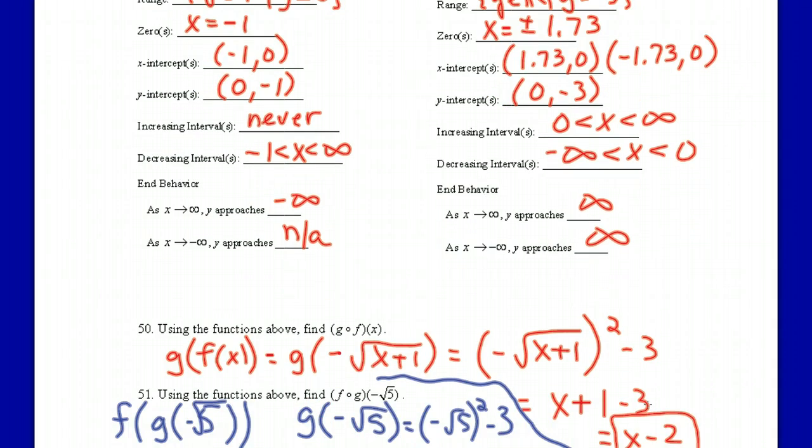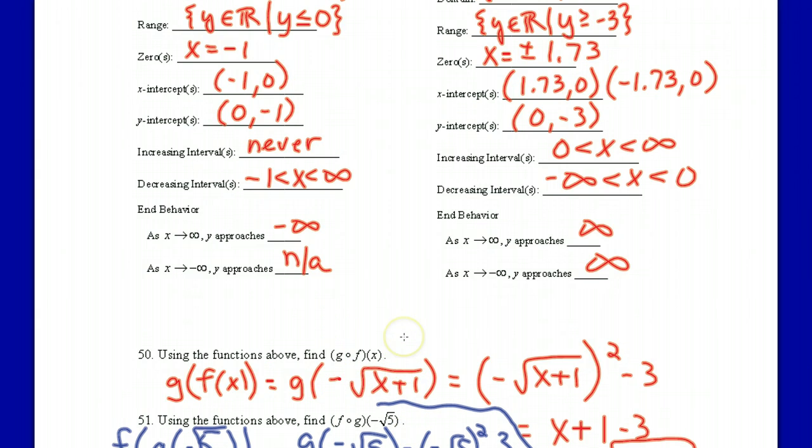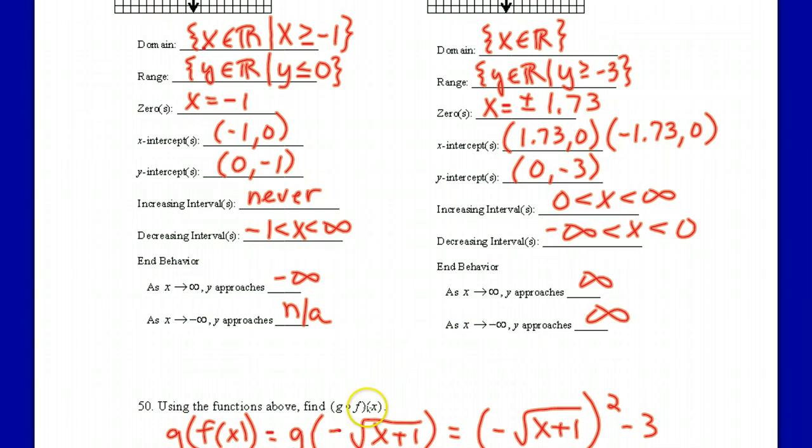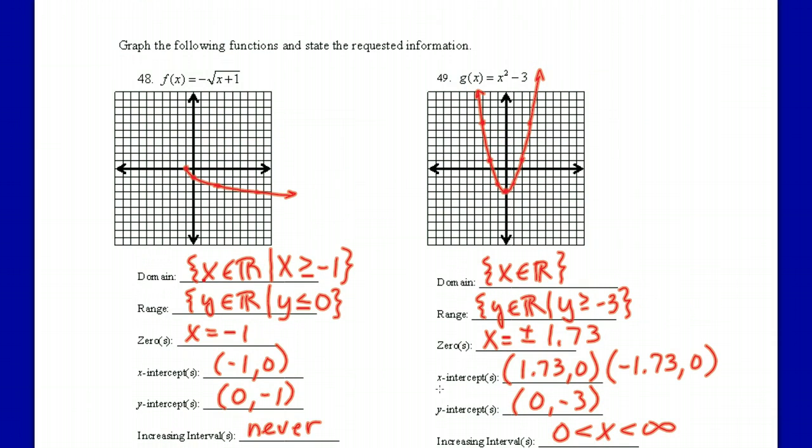Whew, all right, we're almost done. Using the functions above, find g of f of x. They wanted you to plug f into g. Remember, f is the one closest to x. So if you plug f into g, we're going to take f, all of this piece right here, and put it in for g.